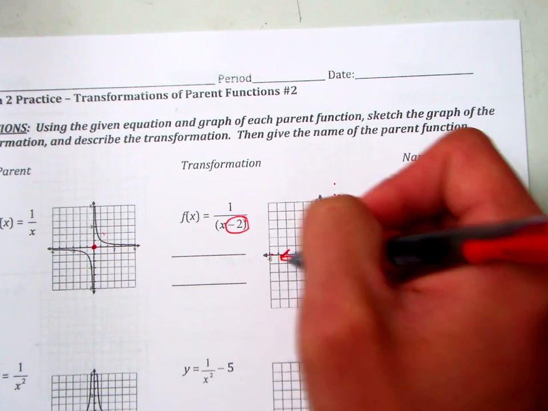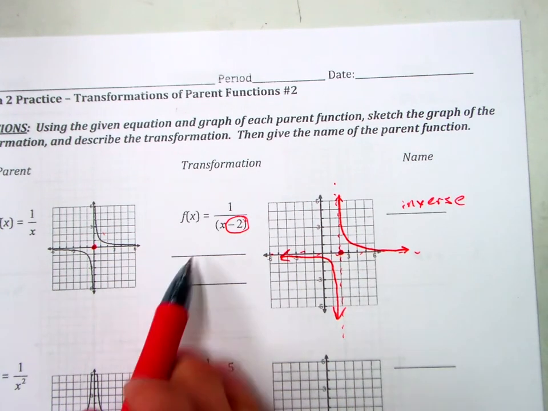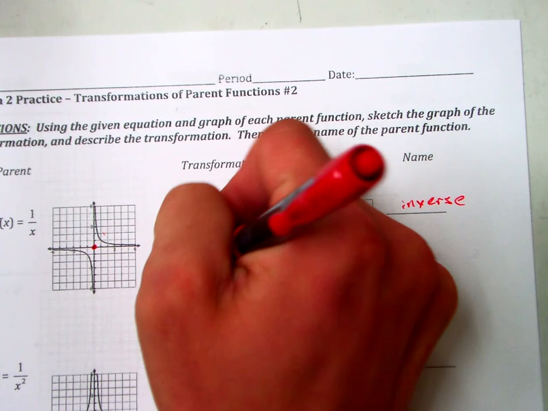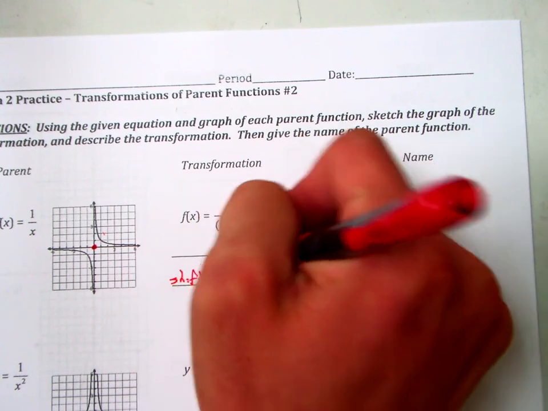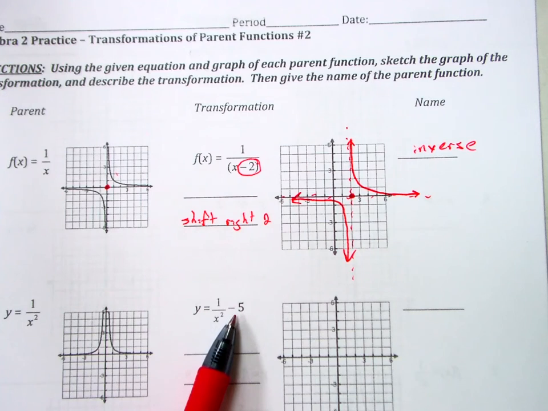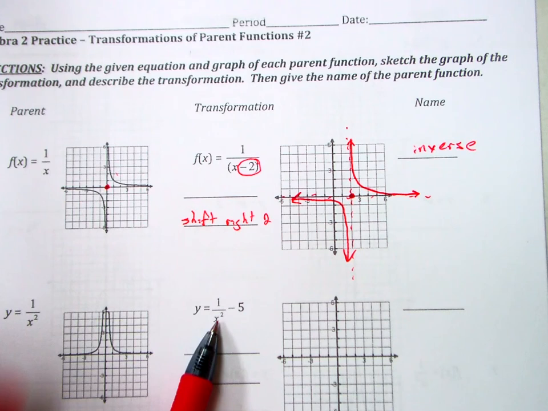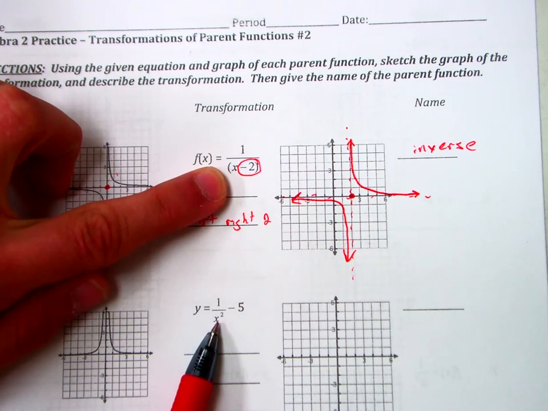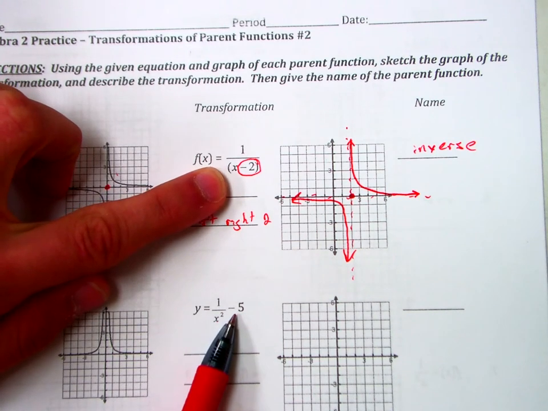These are going to be some really rough sketches. But what happened is it shifted right 2. All right, now look at this one. That's a k. Notice that it's not with that x squared on the bottom, like this 2 is. It's not with that. It's on the outside by itself. That's going to shift it down 5.